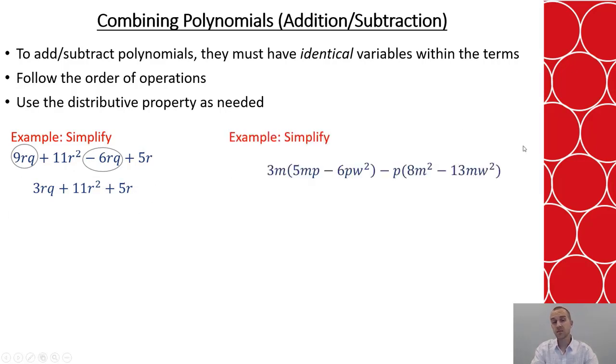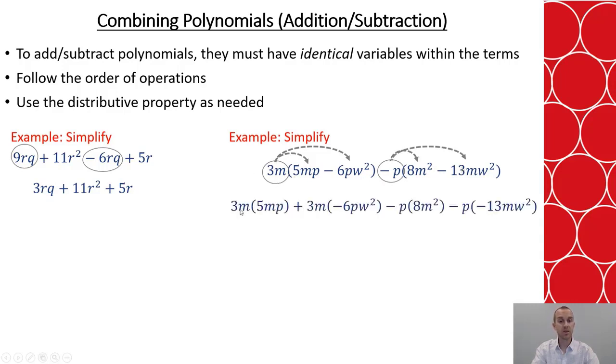Now here at this example, we step it up a little bit. First thing I would do with this is distribute. So I'm going to distribute my 3m to my two terms inside the parentheses, and I'm going to distribute a negative p to the two terms in this set of parentheses. That would mean that I'm going to be looking at 3m times the quantity 5mp plus 3m times the quantity negative 6pw squared. Then I'm going to be looking at minus p times the quantity 8m squared, and then minus p times negative 13mw squared.